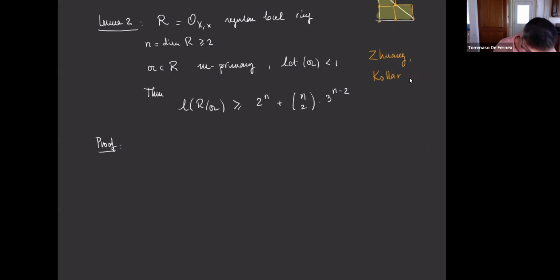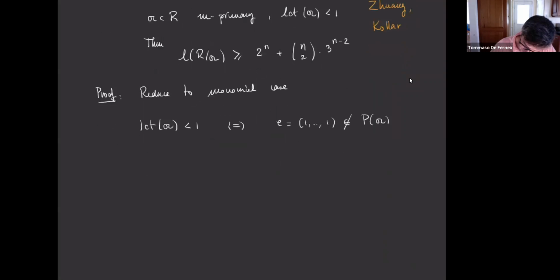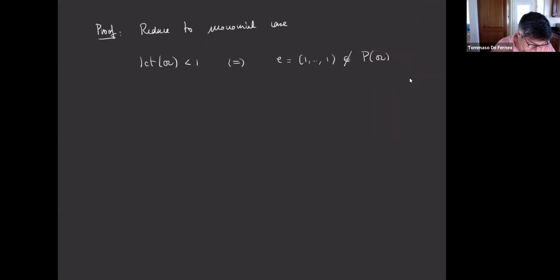So proof. I want to prove this bound on length. So the first thing I want to do is reduce to the monomial case, as we did at the time. And now remember that the condition of log-canonical threshold of A being less than 1 is equivalent to the condition that this vector E, which is the vector 1, 1, 1, is not on P_A, the Newton polygon of A. So let me draw a picture.